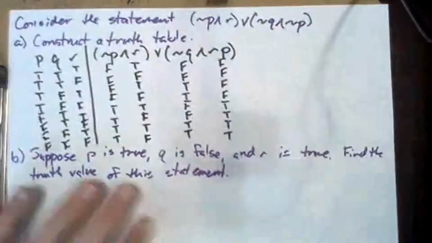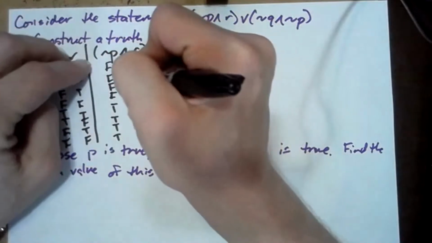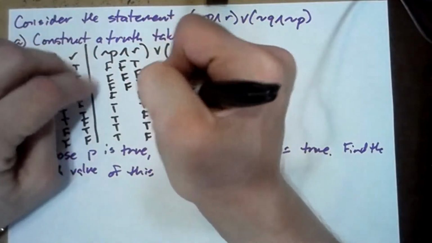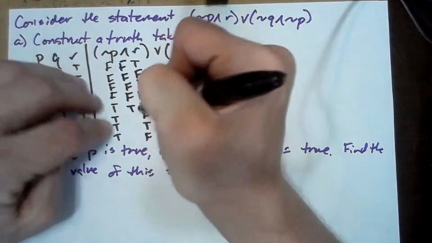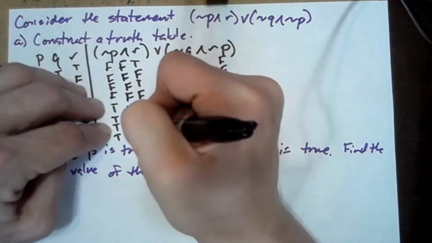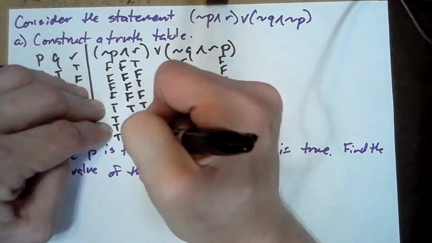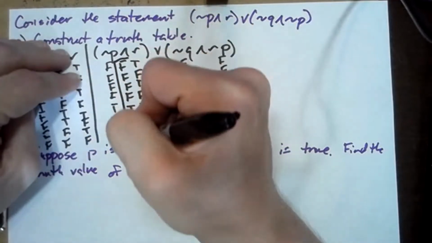So now we check our first AND here. False and true is false. False and false is false. False and true is false. False and false is false. True and true is true. True and false is false. True and true is true. True and false is false. And I box it.